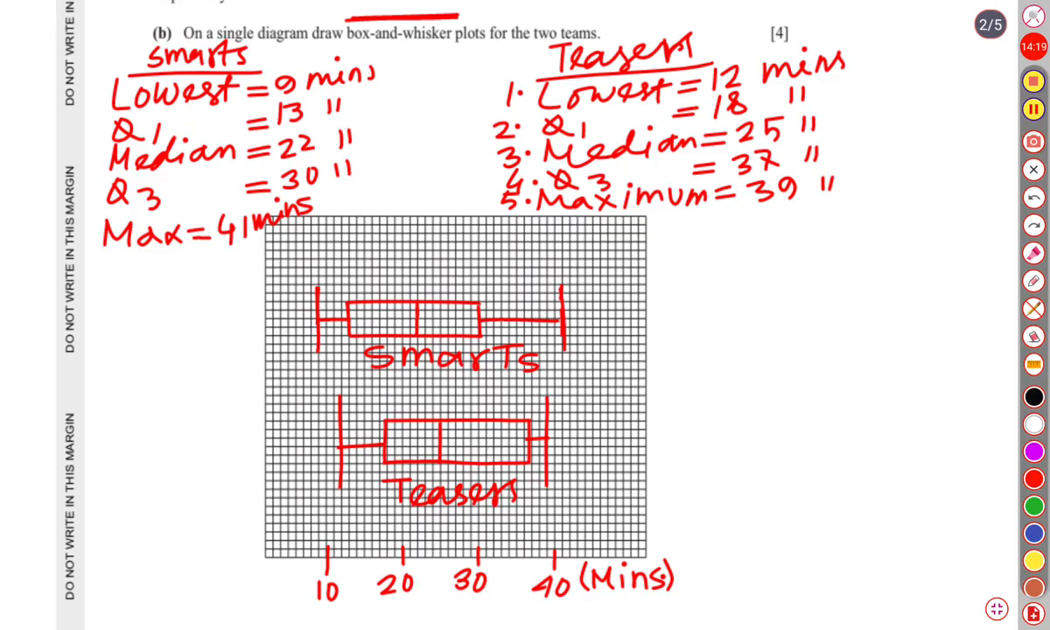Look at these 5 vertical lines in each of the cases. Line number 1, line number 2, line number 3, line number 4, line number 5. Each of these vertical lines, starting from lowest to maximum value, has been drawn. Then the inner 3, the lower quartile, median, and upper quartile, have been made into a box. This is how you can draw a box and whisker plot.